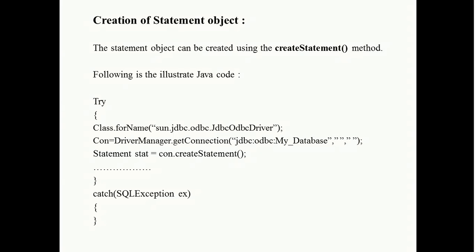Then Statement stat = con.createStatement(). This statement object stat is used to create the statement object. Then in the catch block, SQLException ex. The catch block is used when any type of SQL exception occurs; at that time that exception is thrown in the catch block. So this is the creation of the statement object. The createStatement method is mainly used to create the object of the statement interface.